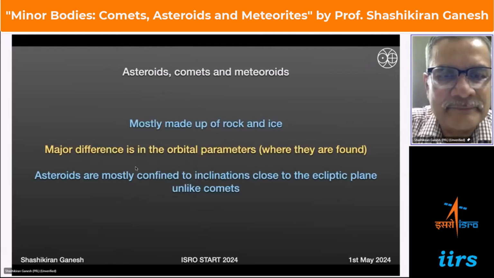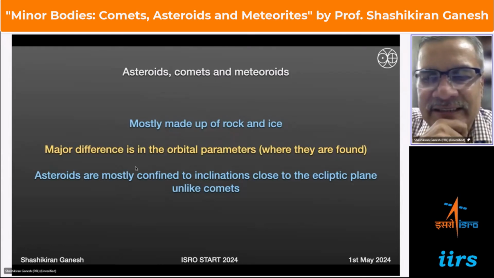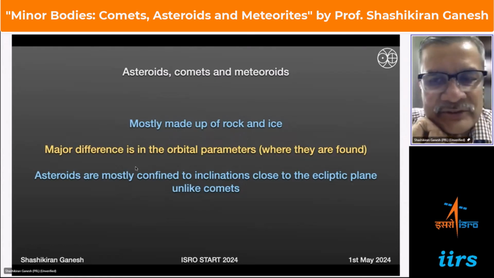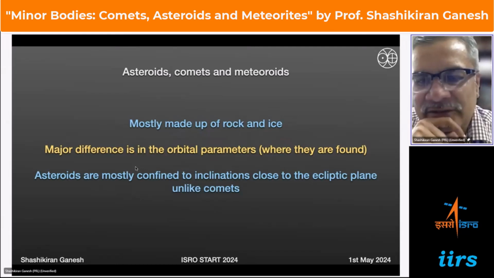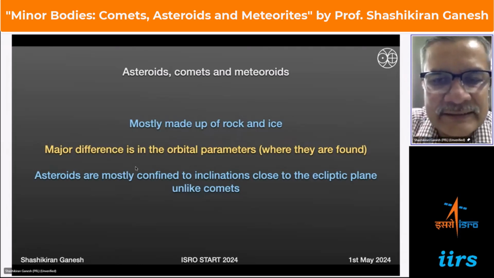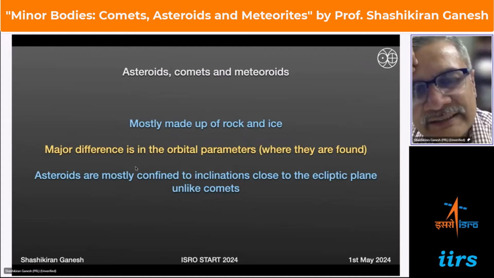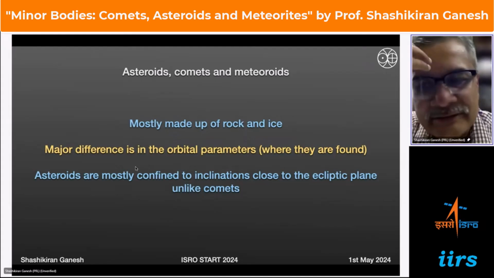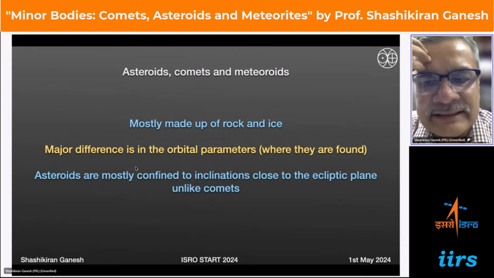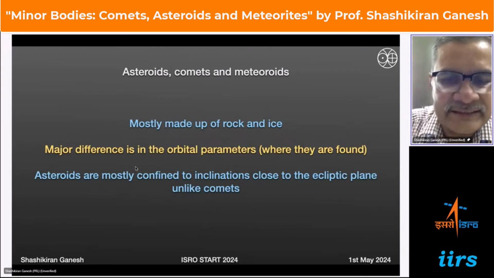So if you look at these objects, mostly they are made up of rock and ice, and in fact comets are well known as dirty snowballs. Asteroids, having spent most of their time between Mars and Jupiter and closer to the Sun, are more rock, and have much less volatile material compared to comets. The major difference between asteroids and comets is in the orbital parameters, where they are found, and what the inclinations, perihelion and aphelion distances, and eccentricities are.